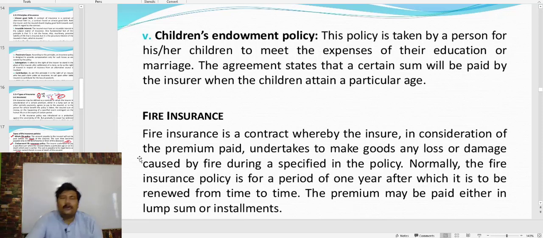Generally, fire insurance is for 1 year. Okay? And after that, you can renew it from time to time. The premium for fire insurance can be paid either in lump sum, one time, or in installments.